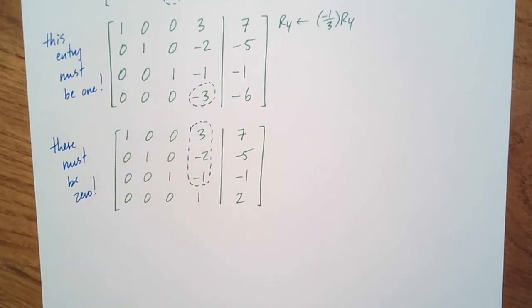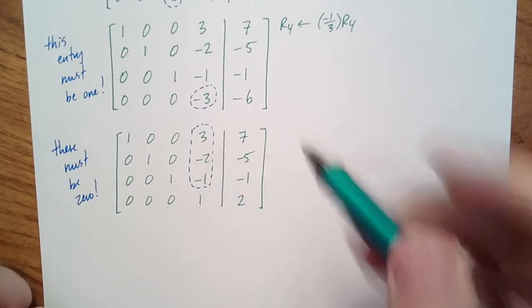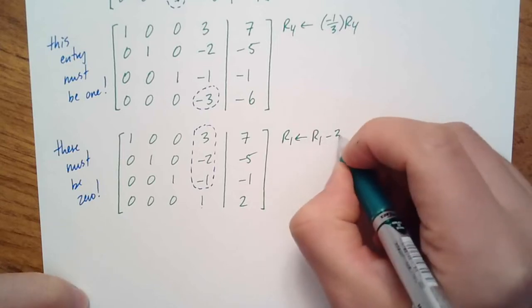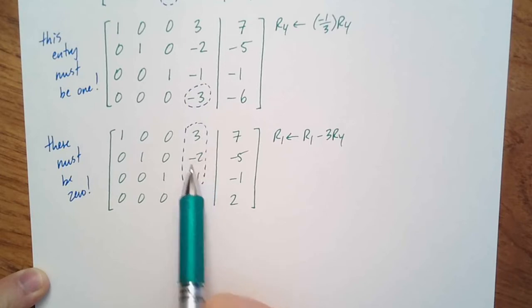We'll do that in the usual way. We'll use this leading 1 to accomplish the job. So we'll have to subtract it from row 1 3 times. Then we'll add row 4 to row 2 2 times to get rid of that negative 2.